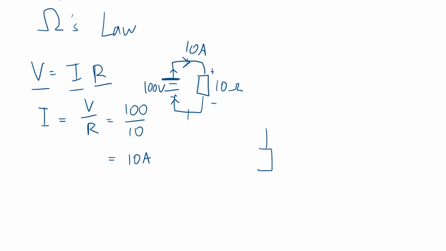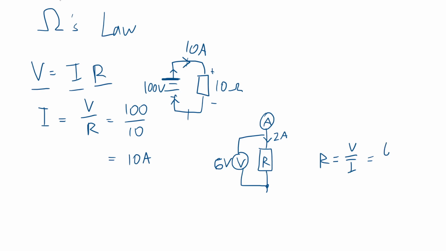For example, if we know we measured 2 amps through some unknown resistance, so using an ammeter, and we measured using a voltmeter, right, connected across it, we measured the voltage as 6 volts, what would the resistance be? Well, resistance would be voltage over current, which will be 6 volts over 2 amps, which would be 3 ohms, right? 3 capital omega, 3 ohms.